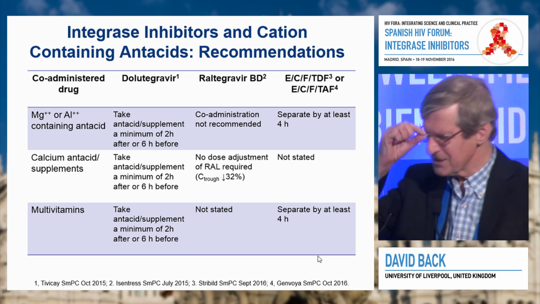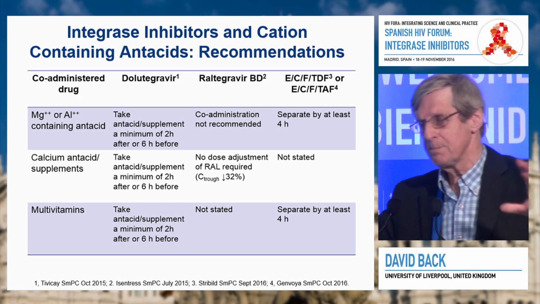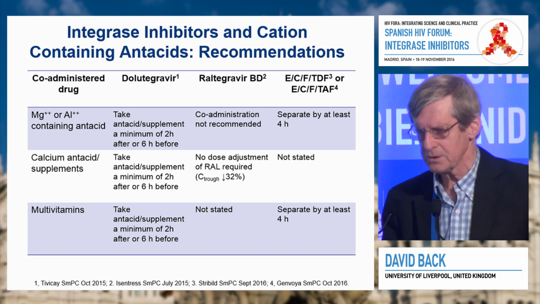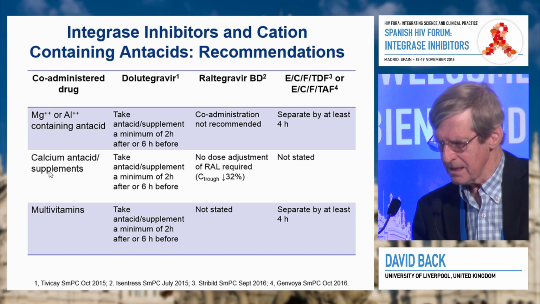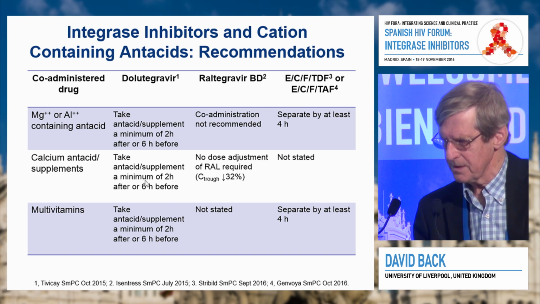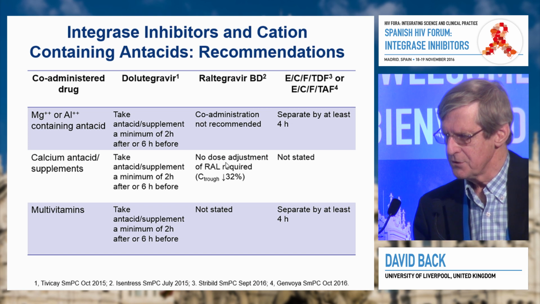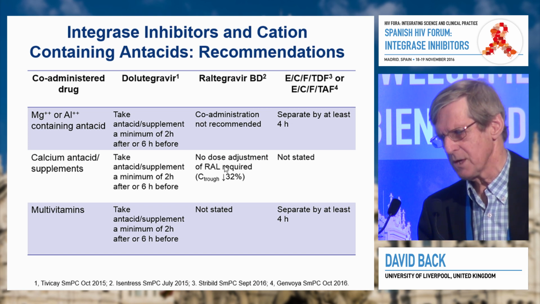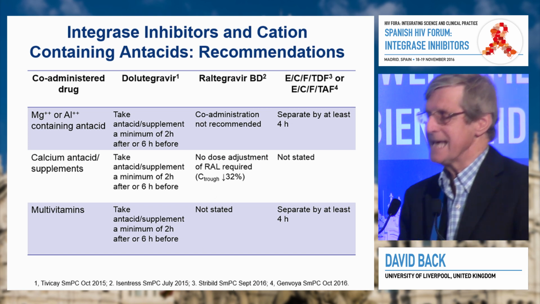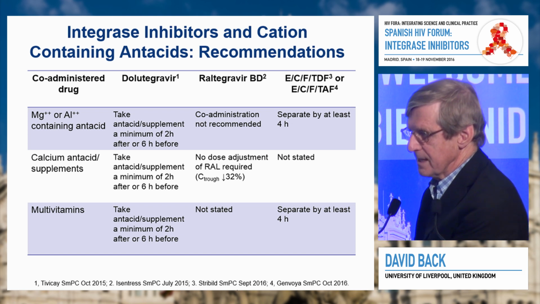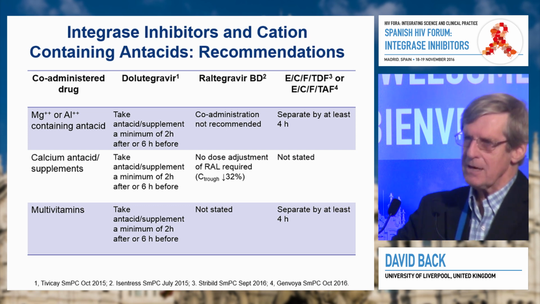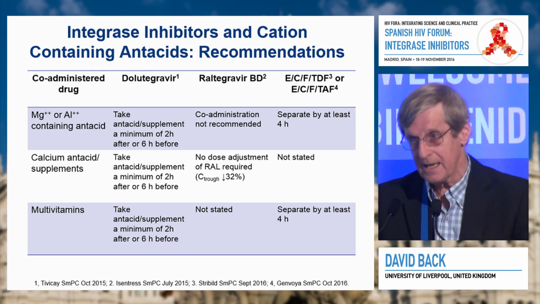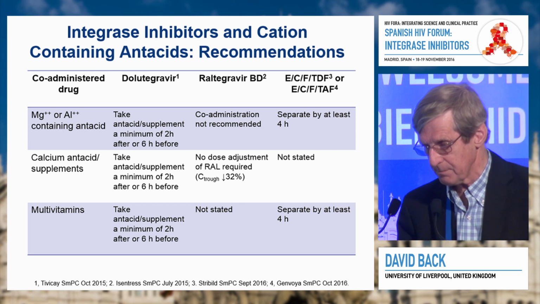Now, interestingly, I just want you to note, and you can say, well, this isn't important. I think it is important. Look at the calcium supplements. Because with the calcium supplement, with raltegravir, no dose adjustment of RAL is required, and the trough goes down more than the 25%. It goes down 30-odd%. So how does this now translate to once daily with cations, for example?